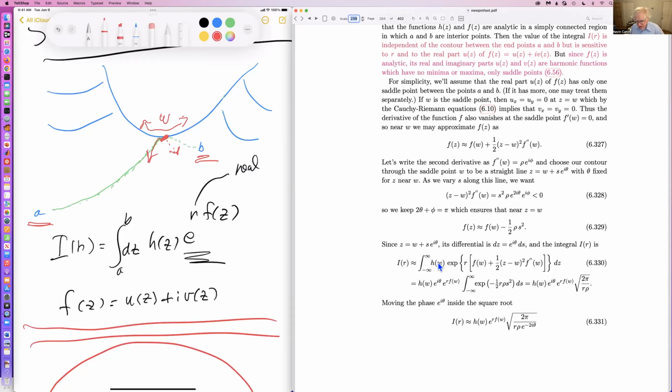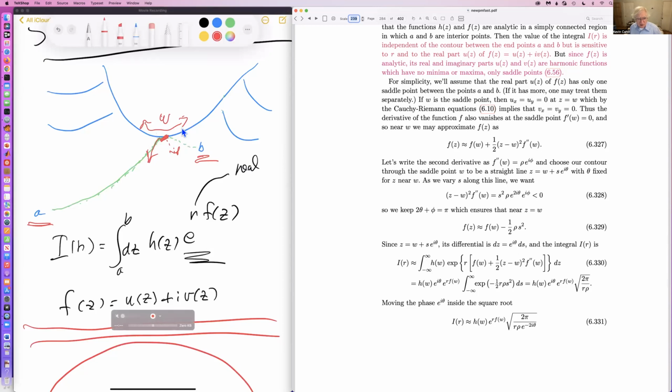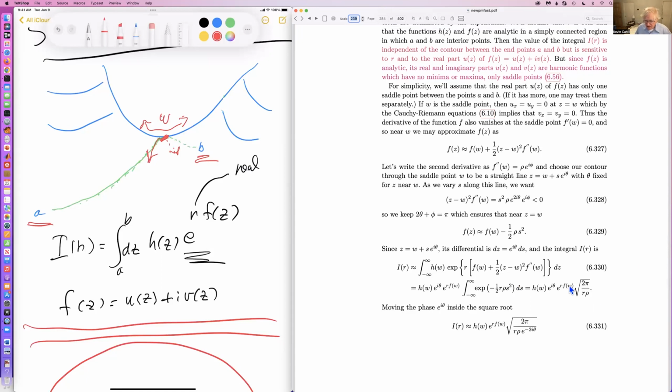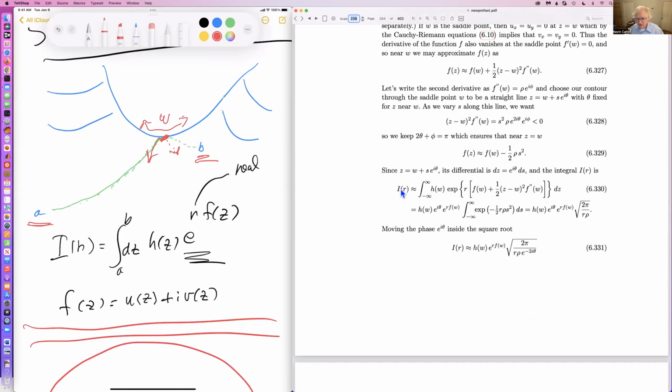Well, we're assuming that H of W is smooth and F of W is smooth. So we pull these things out, and the integral that we're doing is just a ds integration. So we're just integrating over S, and S is going in this direction. And so we have e to the minus a half r rho s squared ds, that just gives you a Gaussian integral. And the other terms are constants, so they come out. Theta is a constant by construction, so it comes out. And so that's the answer.